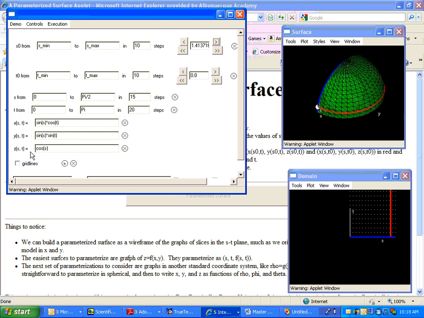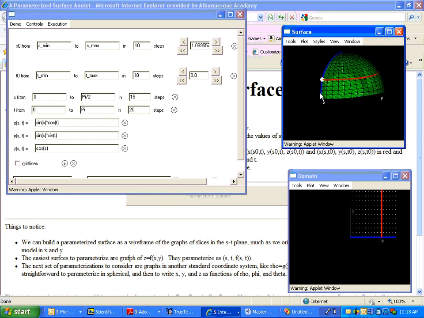And you can see the formulas here. Z is exactly just cosine of s, so that only depends on s. That's why the red curve is horizontal. It doesn't change in z. If we look at it sideways, it's horizontal. Whereas for x and y, you take sine of s, which is going to be the radius of this red curve, and then you multiply by cosine t and sine t. That gives you a circle.